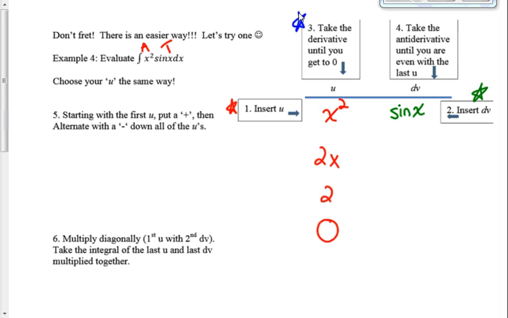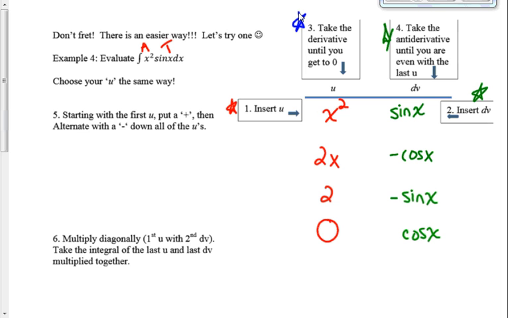My next step, step 4, I'm going to take the antiderivative until you're even with the last u. So I take the antiderivative of sine of x, and that gives me negative cosine of x. I take the antiderivative of negative cosine of x, and that gives me negative sine of x. I take the antiderivative of negative sine of x, and that gives me cosine of x. And I stop here because I'm now even with my last u. I'm even with the 0. I have the same number of entries in each column.